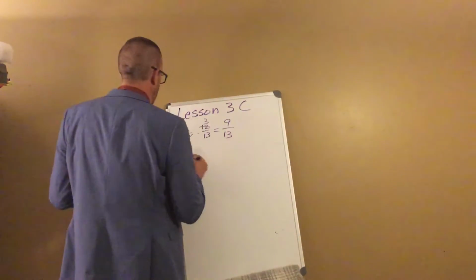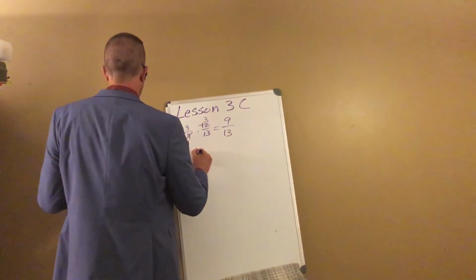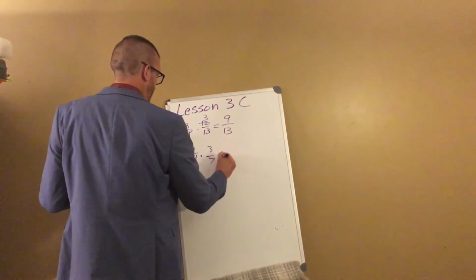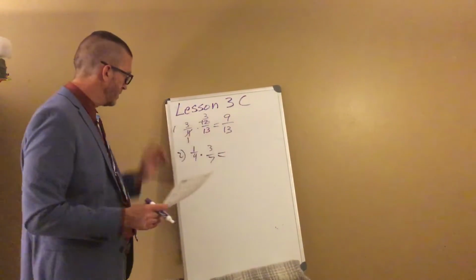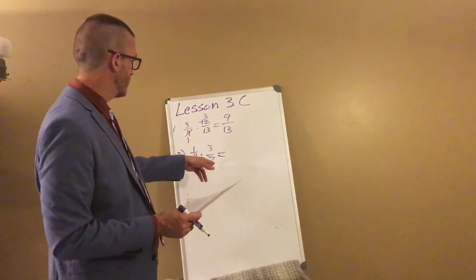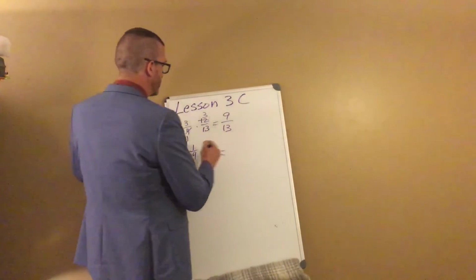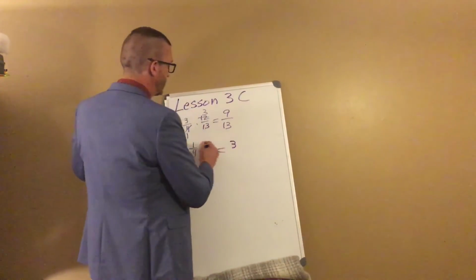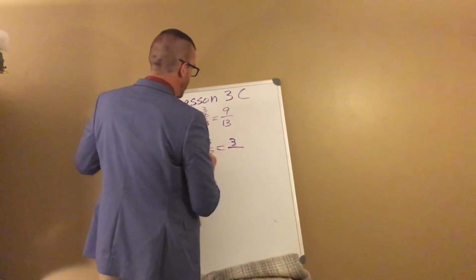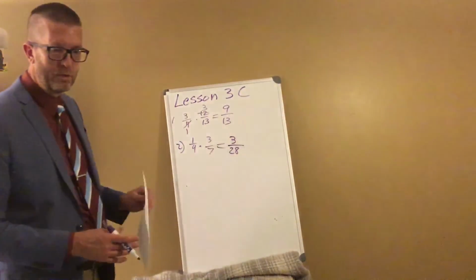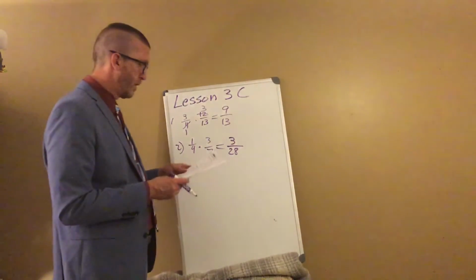Let's do one more, number 2. 1/4 times 3/7. Always check to see if you can cancel. Can't cancel anything with 1, doesn't change it. 3 doesn't go into 7, nor 4. No canceling in this case. So now we just multiply numerator to numerator. 3 times 1. Denominator times denominator, 4 times 7. Both are in reduced form. Multiplying fractions.